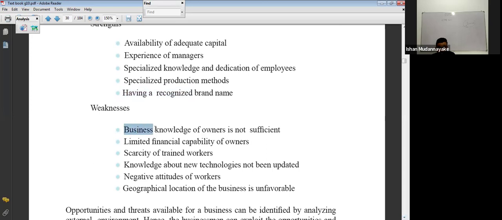Now, weaknesses. What are the weaknesses? Abdullah, first one. Business knowledge of owners is not sufficient. Yes, business knowledge is not sufficient. That is a weakness of the business. Netuki, second one. Limited financial capability of owners. Yes, they don't have enough capital. Limited financial capability is a weakness of the business. Scarcity of trained workers. Yes, scarcity of trained workers. Inexperience of employees. They don't have proper experience. Weakness.